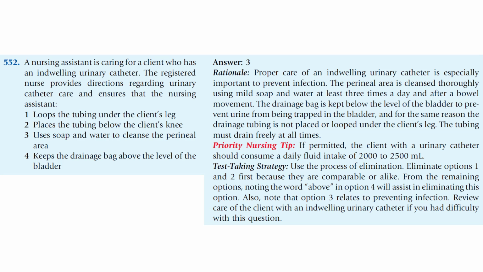Answer 3. Rationale: proper care of an indwelling urinary catheter is especially important to prevent infection. The perineal area is cleansed thoroughly using mild soap and water at least 3 times a day and after a bowel movement. The drainage bag is kept below the level of the bladder to prevent urine from being trapped in the bladder, and for the same reason the drainage tubing is not placed or looped under the client's leg. The tubing must drain freely at all times.